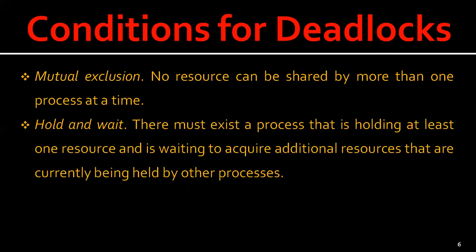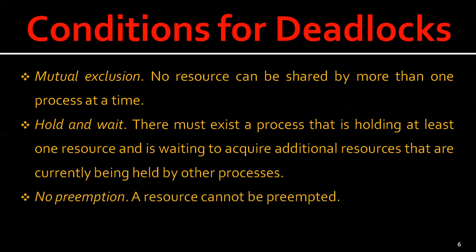The second condition is hold and wait. That is, there must exist a process that is holding at least one resource and is waiting to acquire additional resources that are currently being held by other processes. This is what is meant by hold and wait. So it must hold at least one resource and must wait for another resource which is being held by another process. This is hold and wait.